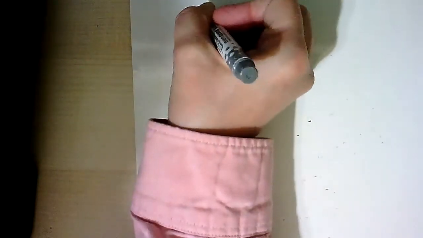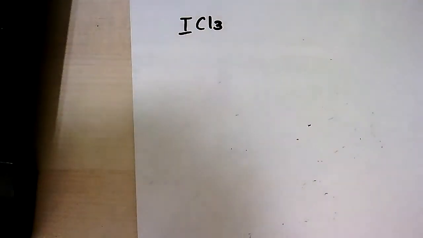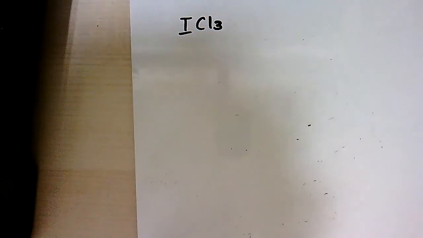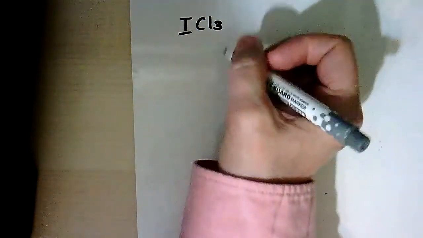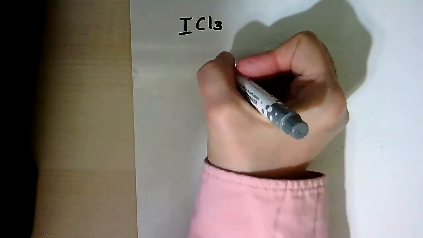So the next example I have for you is iodine trichloride, ICl3. All right. Why don't you pause the video and give it a try and see if you can't come up with a Lewis dot structure. Okay, if you did that and you have an idea, it's time to find out if you were right or not.